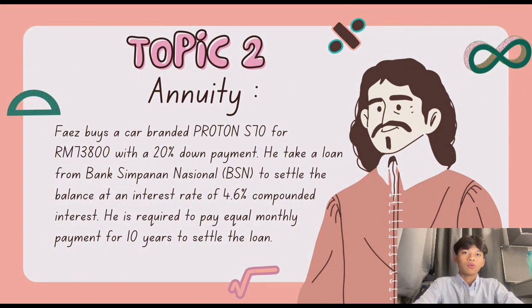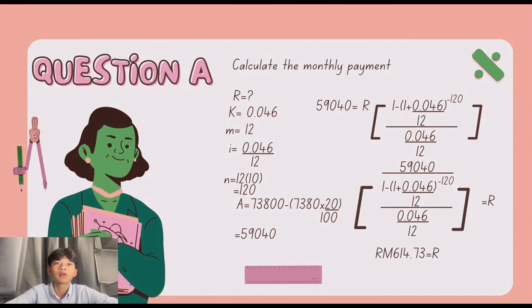Let's talk about our topic 2, annuity. Faiz buys a branded car priced at RM 73,800 with a 20% down payment. He takes a loan from Bank Simpanan Nasional, BSN, to settle the balance at an interest rate of 4.6% compounded monthly. He is required to pay equal monthly payments for 10 years to settle the loan. Question A. Calculate the monthly payment.